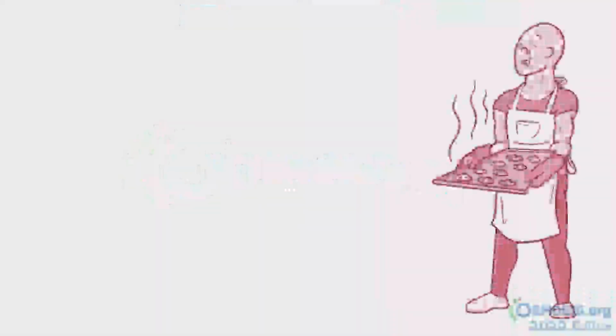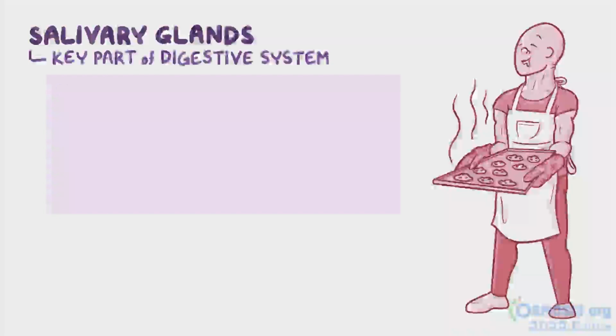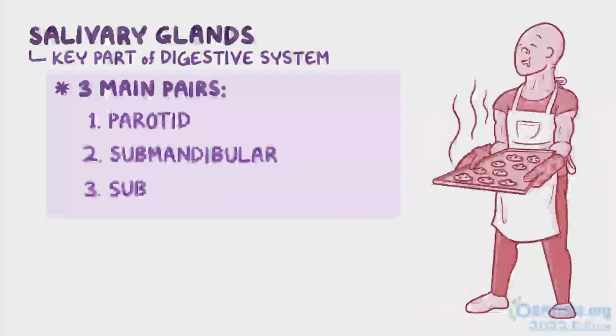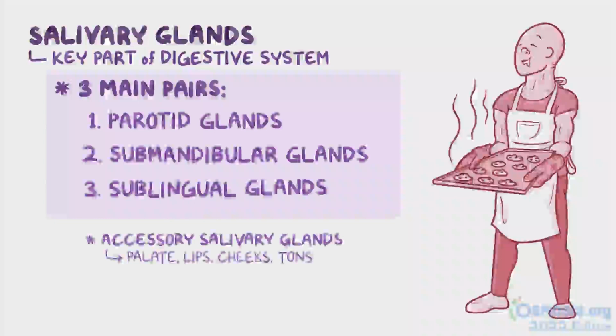Have you ever smelled something so good that your mouth begins to water? Well, you can thank your salivary glands for this mouth-watering sensation. The salivary glands, while often overlooked, are a key part of our digestive system. There are three main pairs of salivary glands: the parotid, submandibular, and sublingual glands. There are also a few smaller companions called accessory salivary glands, which are sprinkled over the palate, lips, cheeks, tonsils, and tongue.